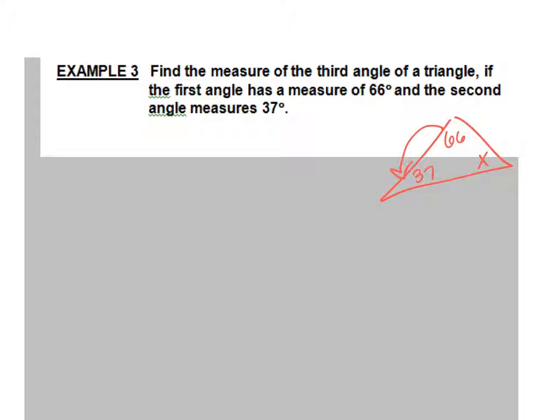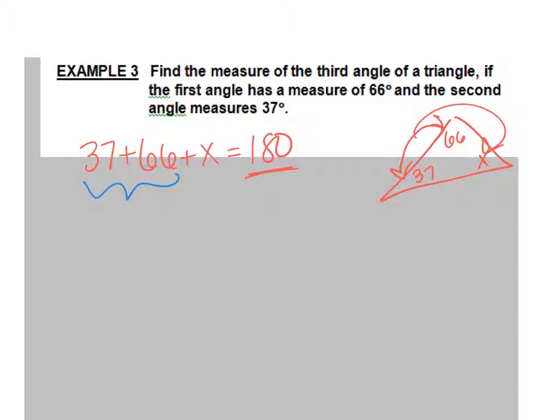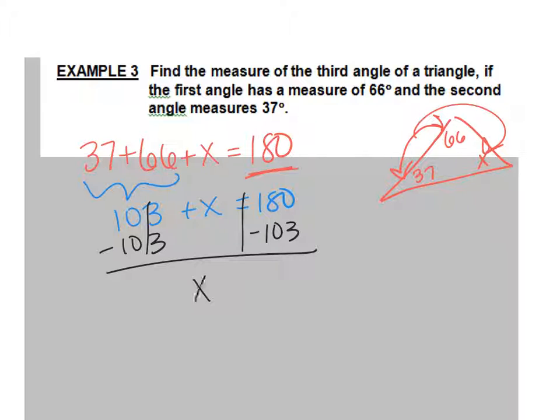It does not matter where I place these angles, 37, 66, or X, as long as I label everything I have. Now, we talked about all the angles inside a triangle adding to 180. Always. So I have an angle that's 37, an angle that's 66, an angle that's unknown, and they're always going to add to 180. So when I solve this problem, 37 and 66 is 103. And then I'm going to subtract 103 from both sides, and X equals 77 degrees.